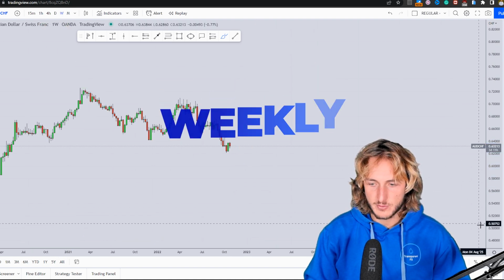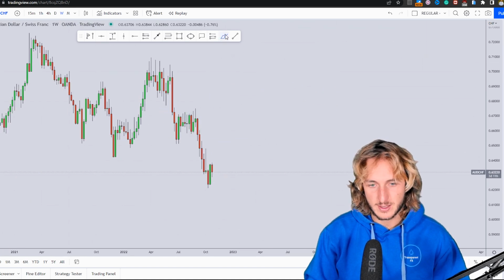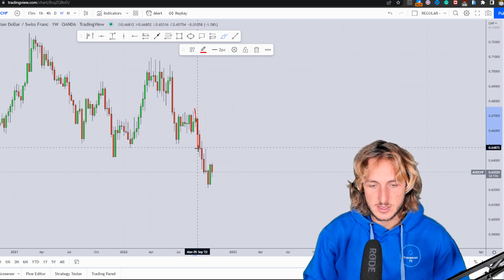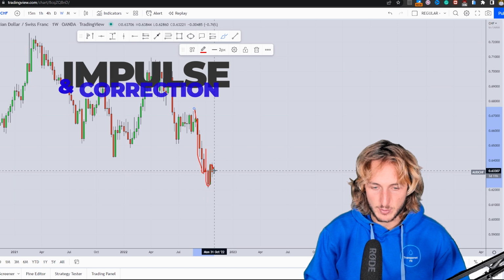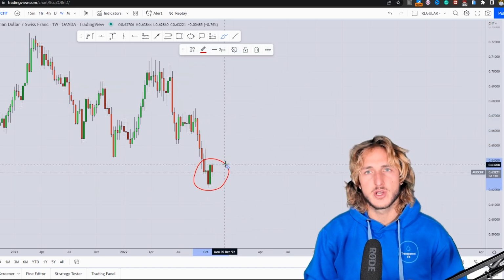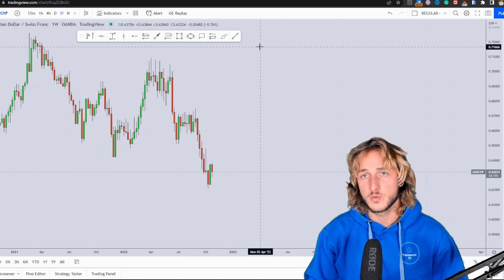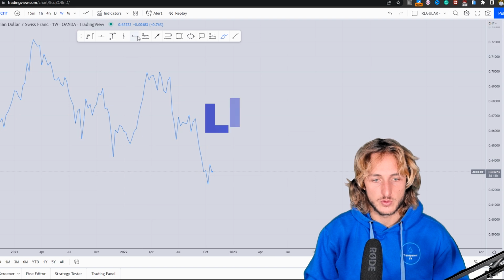Dropping down on the weekly time frame, we can notice how the structure has now been broken to the upside. In fact, if we look closely, we can see an impulse to the downside, correction, break below, and now break back above. Now, when you have a situation like this where it might not appear very clear to identify structure, there is always a quick trick that you can use, which is going here and shifting to a line chart.